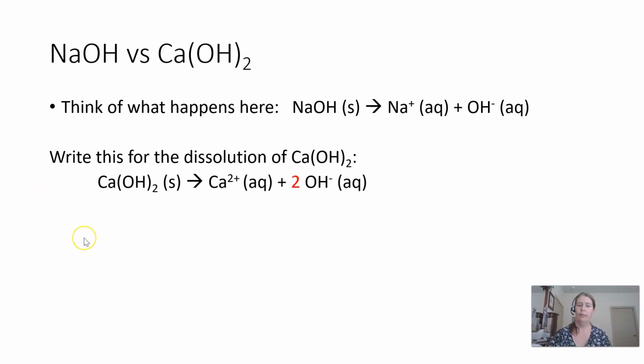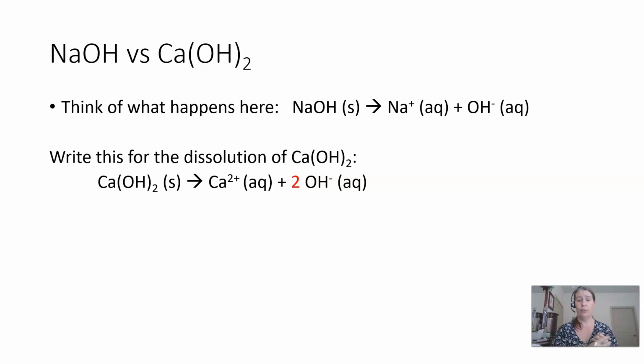Well, it would look like this. I would have solid calcium hydroxide, and it would dissociate. I would pull off a calcium ion. Then I would pull off a hydroxide ion. Then I could pull off the other hydroxide ion. Those hydroxide ions are going to be pulled off separately. They will dissociate into the solution on their own.